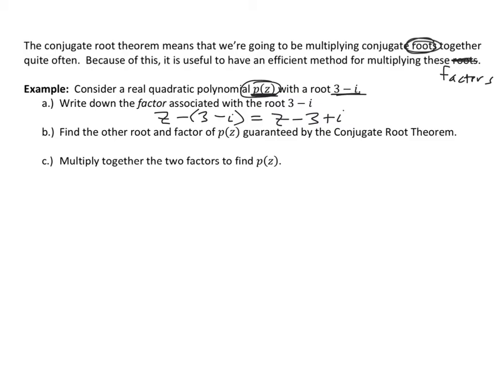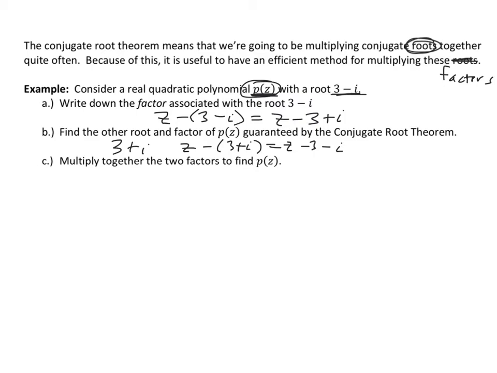Now part B, find the other root and the other factor of p of z that are guaranteed by the conjugate root theorem. So what other root do you know that we have to have? We have to have the conjugate. We have to have 3 plus i. So the factor is z minus (3 plus i), and again I want to write that like I did above, z minus 3 minus i.